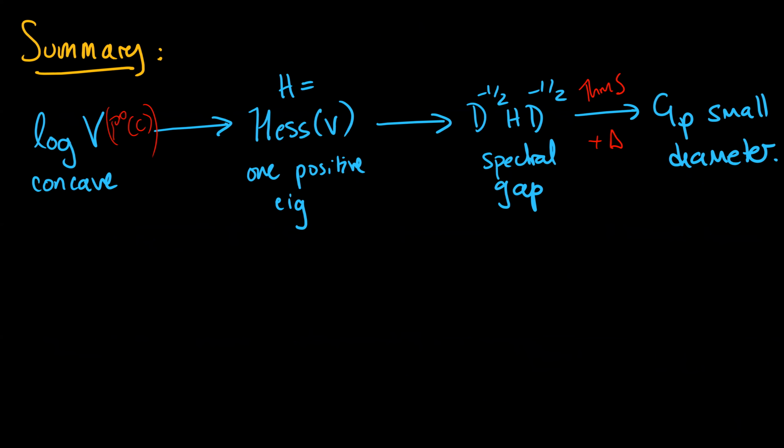As a summary of what happened here, we started with the fact that the log of the volume of the polar of a given polytope is a concave function. As a consequence, the Hessian of that function has exactly one positive eigenvalue, which implies, using a relationship with a Laplacian matrix, that the matrix has a sufficiently large spectral gap, such that when we apply a theorem from spectral graph theory, we arrive at the fact that the graph has small diameter. That's a summary of these results.